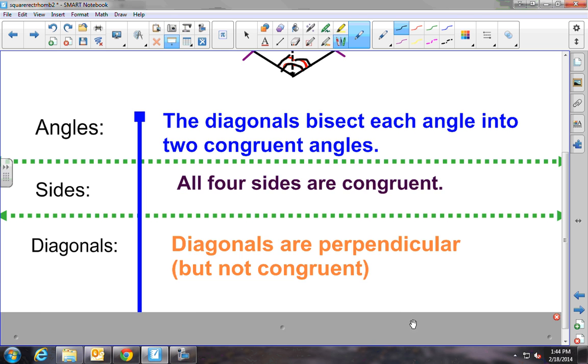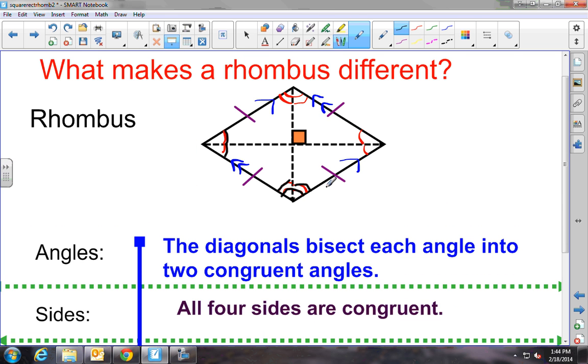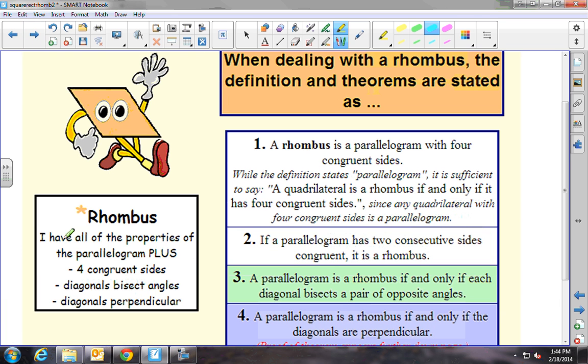Last, the diagonals are perpendicular. They are not congruent, but they do cross at a right angle, which is why you see this box right here showing us that they cross at right angles. So to summarize, a rhombus has all the properties of a parallelogram plus four congruent sides, the diagonals bisect the angles, and the diagonals are perpendicular. Okay.